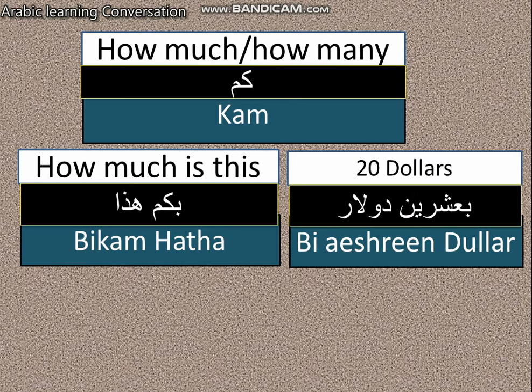How to answer? $20. بعشرين دولار. عشرين means 20. But whenever answering this question, you should also put the ب sound before 20. دولار. بعشرين دولار means $20.